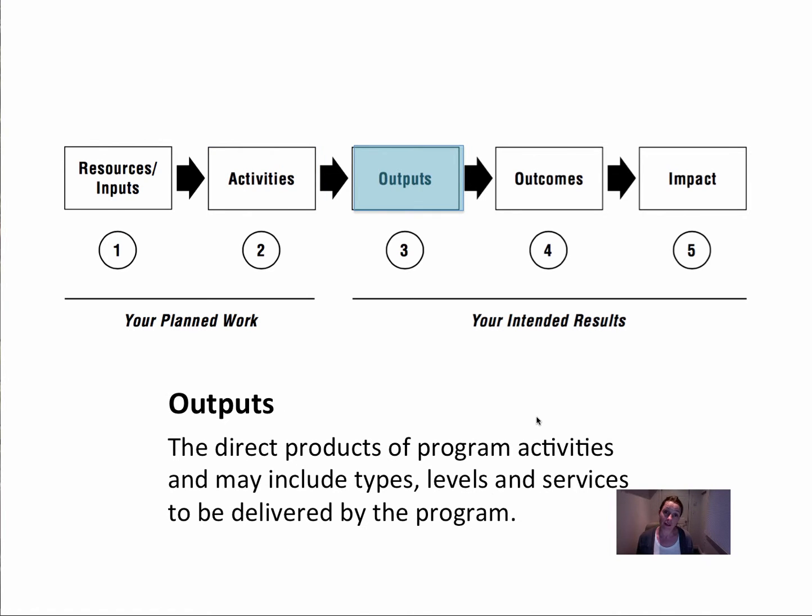So now we're getting into results. It can be tricky to disentangle outputs, outcomes, and impact, but let's give it a try. Outputs are the direct products of program activities. They often include types, levels of service, and services to be delivered by the program. I think the key thing with outputs is that they're really under the organization's control. An organization can choose to increase or decrease outputs. It's a matter of kind of management policy or resource allocation.